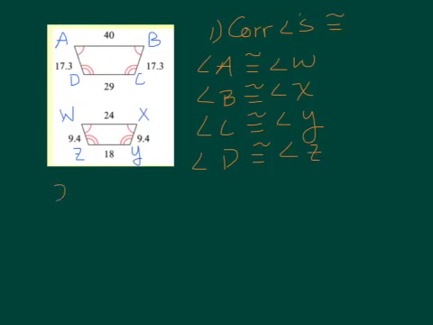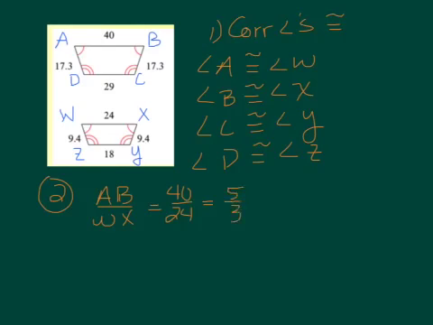Let's see if it meets the second requirement for similar polygons. That means the corresponding sides are proportional to each other. So I'm going to have side AB. I know that's corresponding to side WX. Well, the ratio 40 to 24 is going to be 5/3.